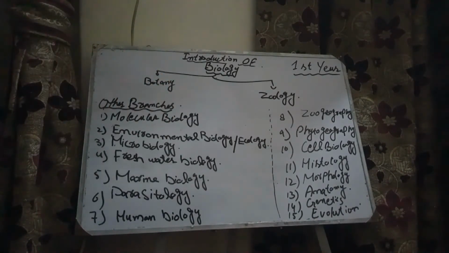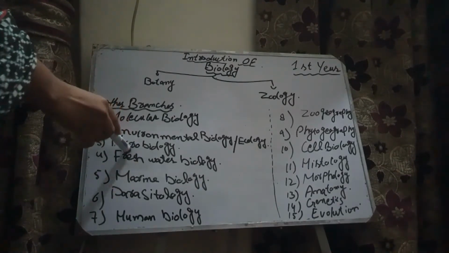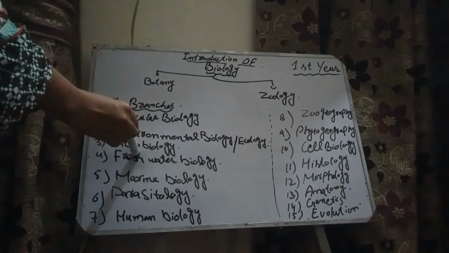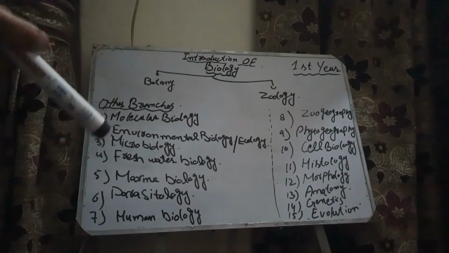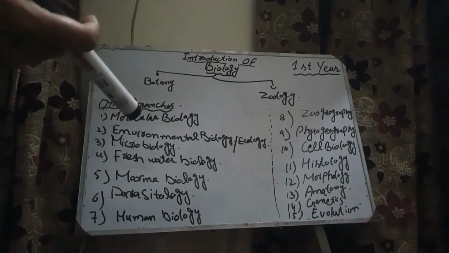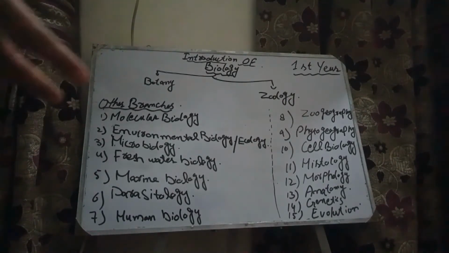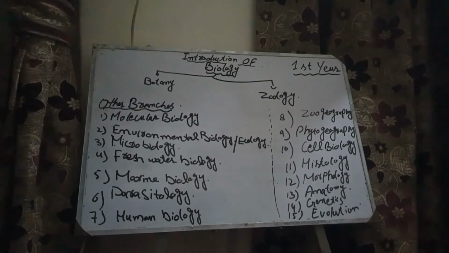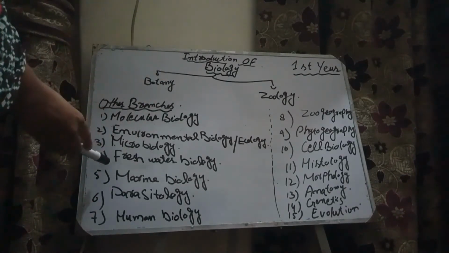Next is microbiology. In microbiology, you can see the word has been derived from two words, micro and biology. Micro means small and biology means study, so it is a study of small organisms. Small organisms mean microorganisms, or those organisms which cannot be seen by the naked eye. We use a microscope to observe those organisms, like viruses, bacteria, and there are many other microorganisms.